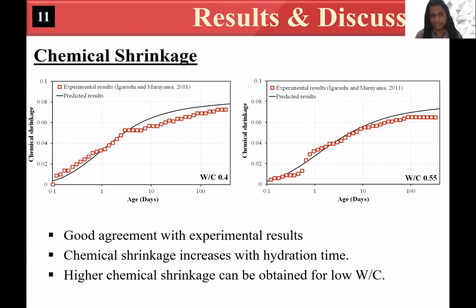This slide details the chemical shrinkage prediction. These two figures show the comparison of chemical shrinkage with experimental results for water cement ratio 0.4 and water cement ratio 0.55. As you can see, the predicted result shows a good agreement with experimental results. The chemical shrinkage increases with hydration time. And also, higher chemical shrinkage can be obtained in low water cement paste, because low water cement paste consists of more cement content, which leads to more hydration process. Therefore, high volume reduction can be obtained in low water cement paste.